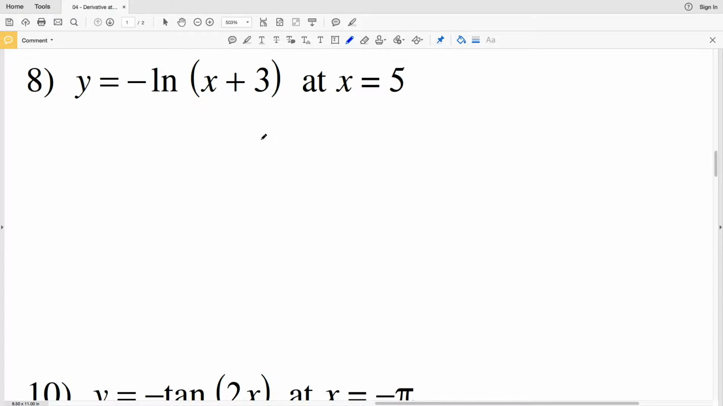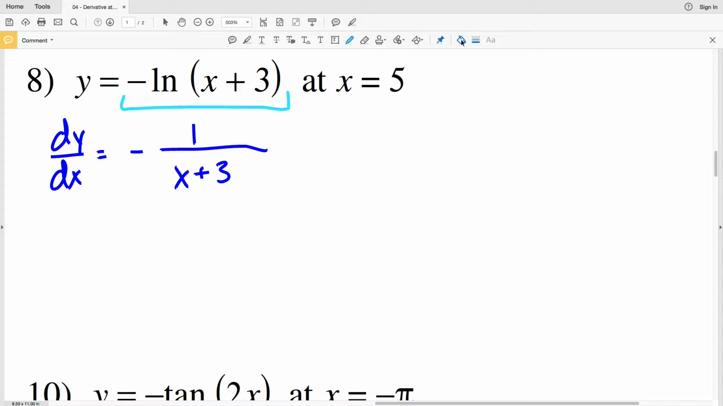And number 8, it's important to remember that the derivative of the ln of a function is 1 over that function. So the derivative of y with respect to x is going to be negative 1 over our function x plus 3. And once we find the derivative of that outside function, we need to find the derivative of our inside function. However, the derivative of x plus 3 is 1, and multiplying by 1 does not change our value. So our derivative in number 8 is negative 1 over x plus 3.